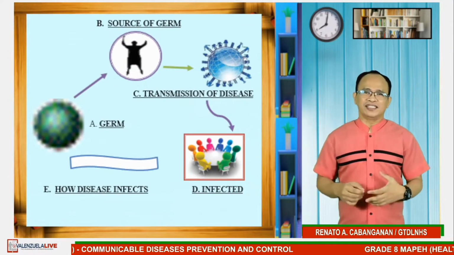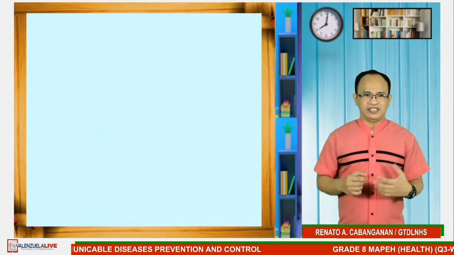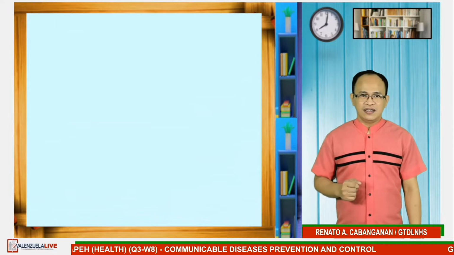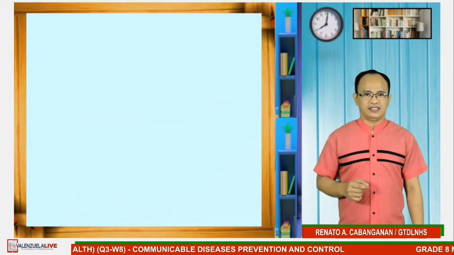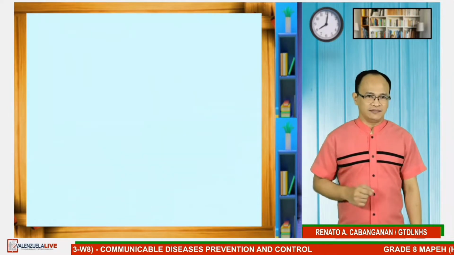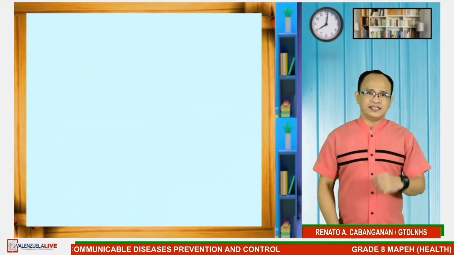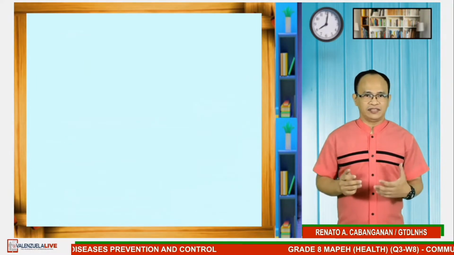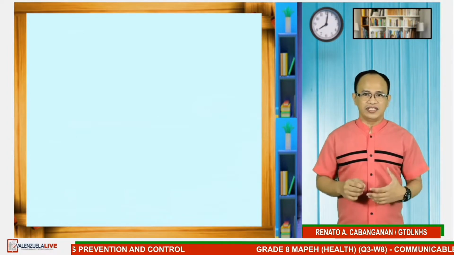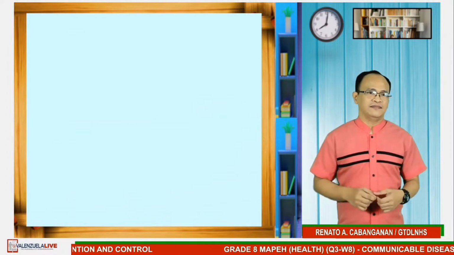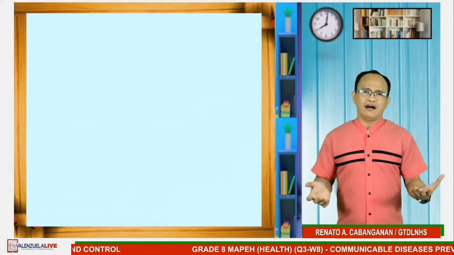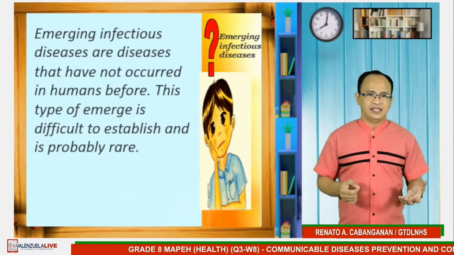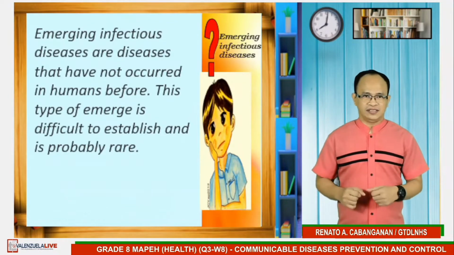There is a popular saying, prevention is better than cure. If you lack self-discipline, then prevention and control of diseases will be difficult to attain. The first thing that we need to discuss is all about emerging infectious diseases and re-emerging infectious diseases. What are emerging infectious diseases and re-emerging diseases?